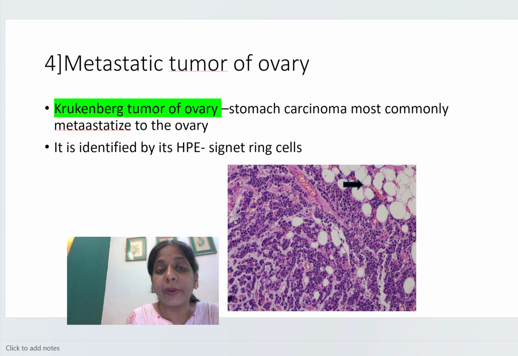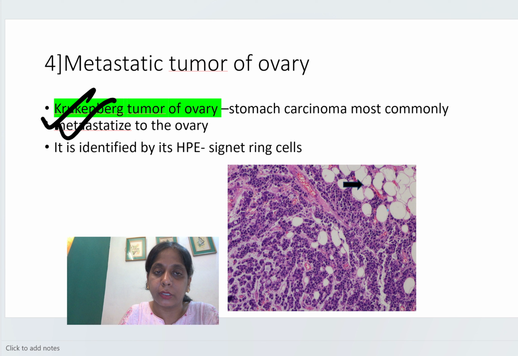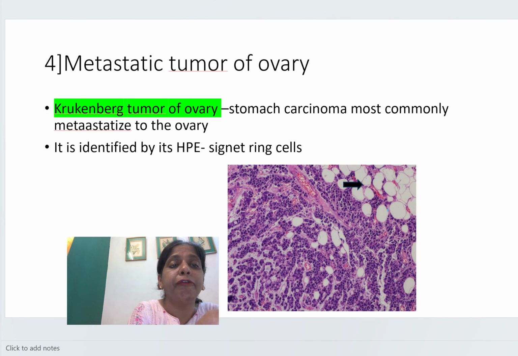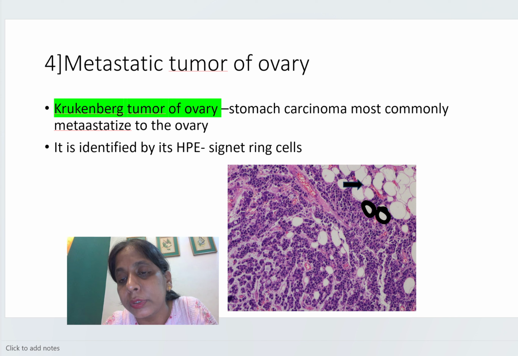Okay, name is Krukenberg. One more name you have to remember. Okay, it is the Krukenberg tumor, and the peculiar finding on histopathology here is signet ring cell. Empty cells are found, just like a ring. It is known as signet ring cell.